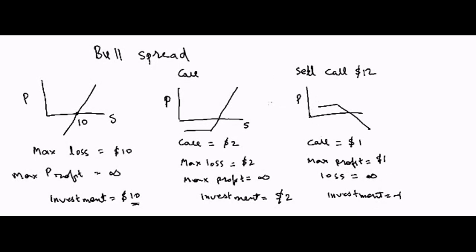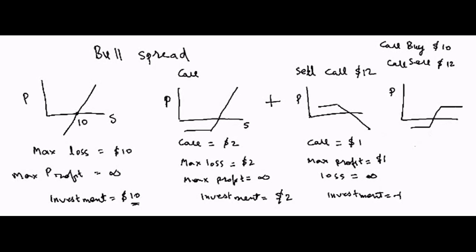So if we combine both of these strategies together, that is what we call a bull spread. In the case of a bull spread, you buy the $10 call and sell the $12 call. Both of them are calls. So if you do that, then this is how your profit chart will look like.